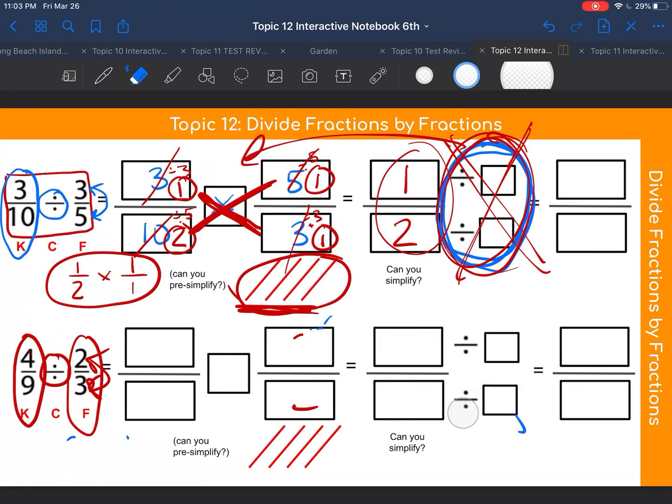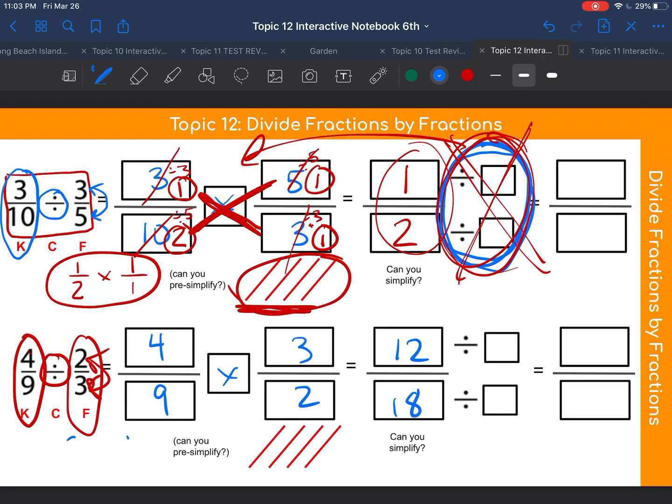Now, if we didn't pre-simplify, let me show you what this will look like. We got 2/3 as our answer. If you didn't pre-simplify, you would get 4/9 times 3/2. You would get 12/18, which is not in simplest form. So you would have to divide both top and bottom. In this case, I'm choosing 6. 12 divided by 6 is 2. 18 divided by 6 is 3. That works as well. You can do that.